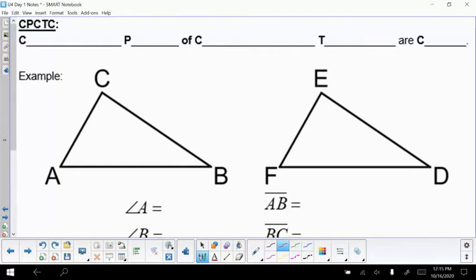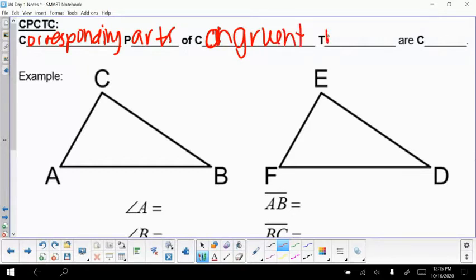So what that means is corresponding parts of congruent triangles are congruent. Sometimes like on the SAT, you might see the acronym CPCTC. We're not going to use it because every year we use it, people don't know what it stands for. So we're going to talk about the fact that corresponding parts of congruent triangles are congruent and use that wording instead of using an acronym because people forget what the acronym means.